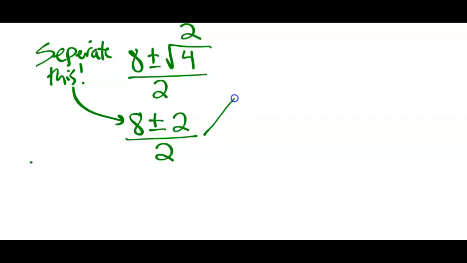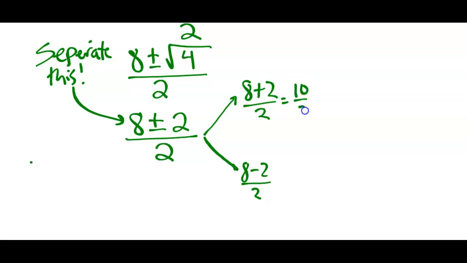So I'm going to get 8 plus 2 over 2, and I'm going to get 8 minus 2 over 2. 8 plus 2 is 10. 10 divided by 2 equals 5. Okay? 8 minus 2 is 6. 6 divided by 2 is 3.